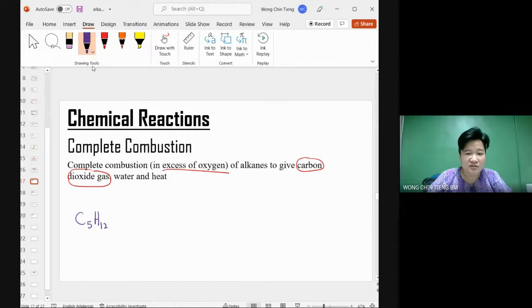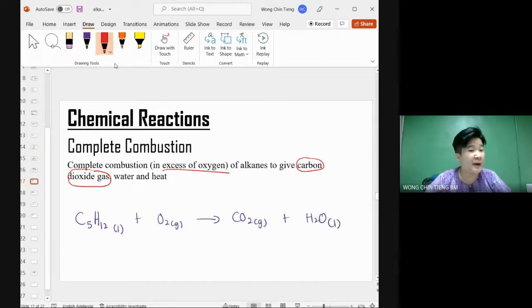Okay, C5H12. When I have my C5H12 liquid, I burn it in oxygen gas. My products will be carbon dioxide gas and also water. I'm only trying to show you how to balance. Look at the number of carbon. Carbon is 5, so carbon dioxide is 5. Hydrogen is 12, 12 divided by 2, so water is 6. The 5 carbon dioxide needs 10 oxygen, and the 6 water needs 6 oxygen, so in total I need 16 oxygen, so 8 O2. Right? Nothing much, just teaching balancing equations.